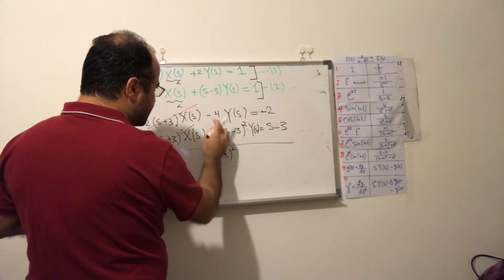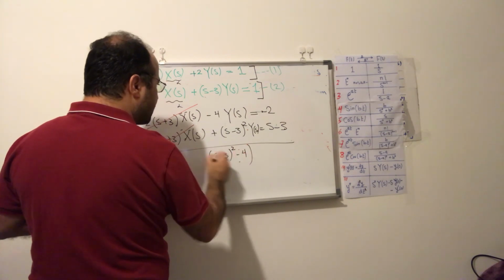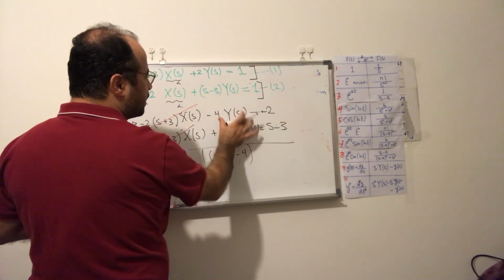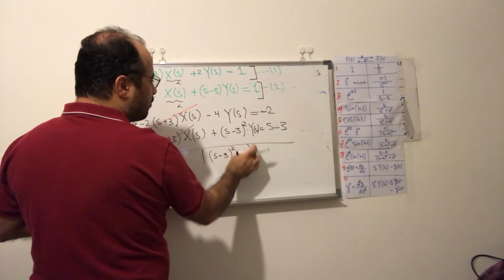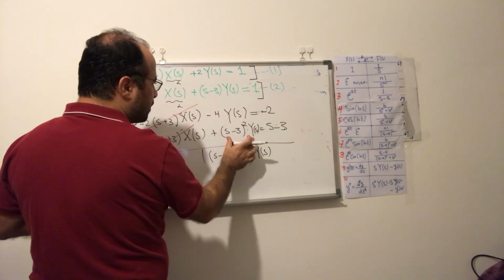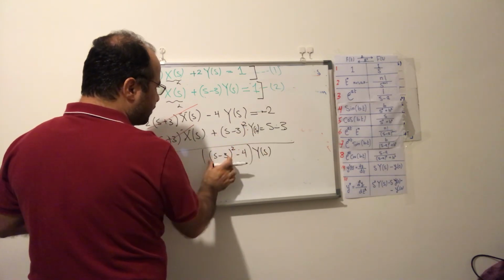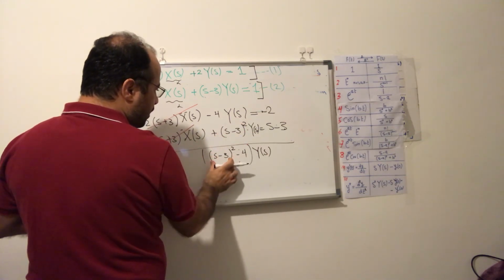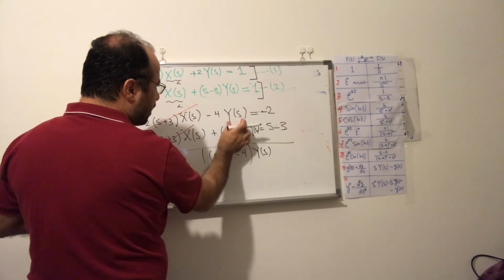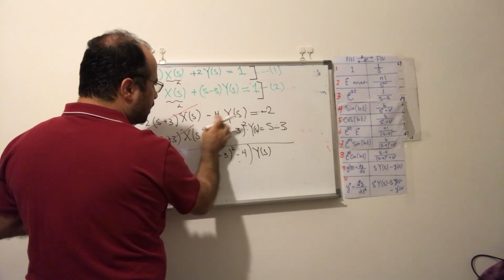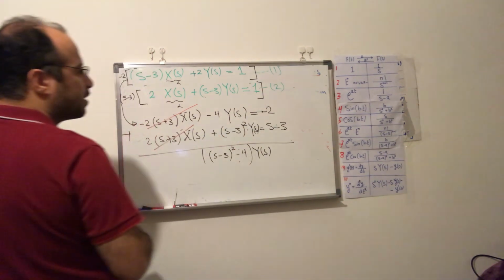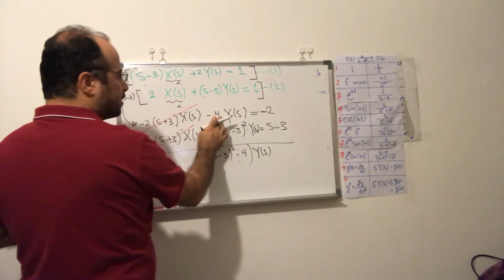Now this minus 4, so I'm just regrouping these two things and taking y of s as a common factor, right? Taking y of s from the second one, you have s minus 3 squared, and taking y of s from this one, you get minus 4. If you multiply it out again and expand the bracket, you will have that and that.